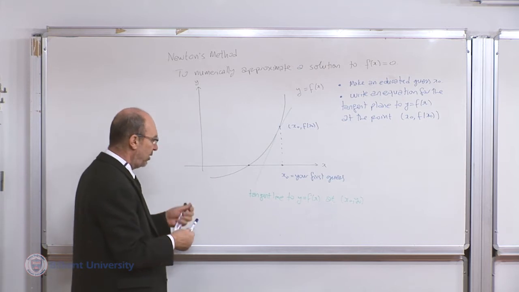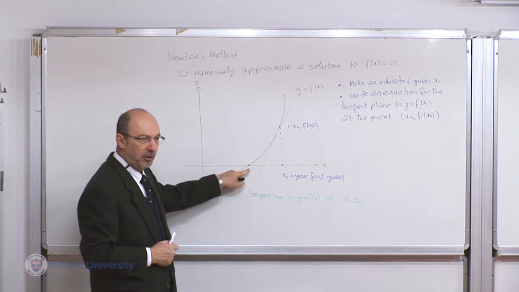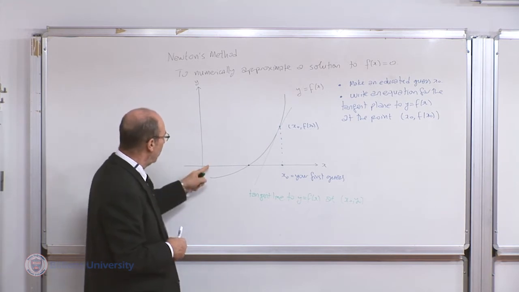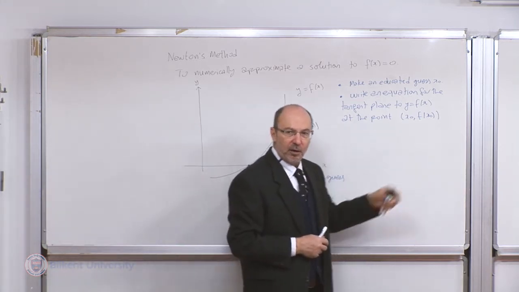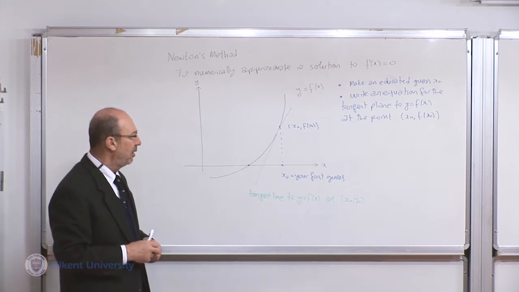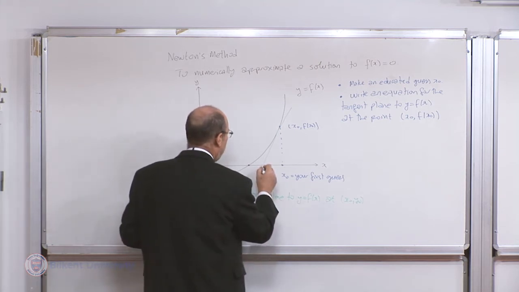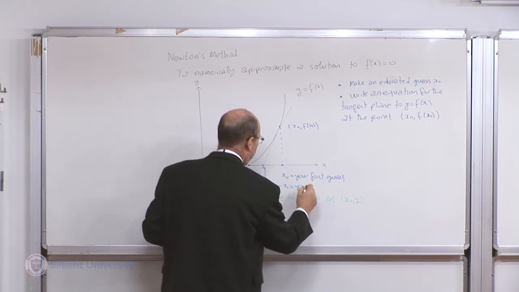It intersects the x-axis at a point closer to the actual root. So this is the ideal situation. This doesn't always happen. For example, if for my first choice I take this point, you see the tangent line intersects the axis somewhere else. So there are always some dangers here, but then life is full of dangers. So you take this point as your second guess, x sub 1, your second guess.